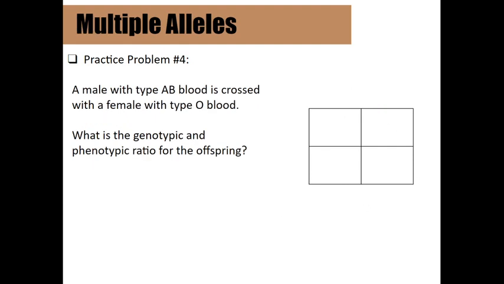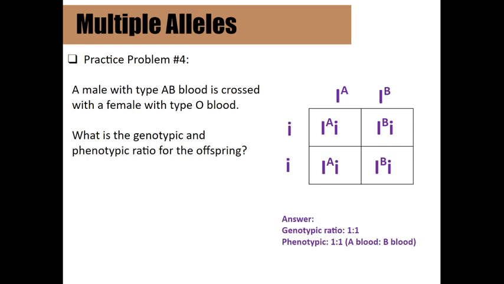Let's do another problem. So a male with type AB blood is crossed with a female with type O blood. So what is the genotypic and phenotypic ratio of the offspring? So we got our AB blood on the top, and we got our type O to the side. Our genotypic ratio is going to be 1:1, with the phenotypic ratio 1:1 being A blood and B blood. Because even though we crossed it with an O, that A and B are going to dominate over the O blood.